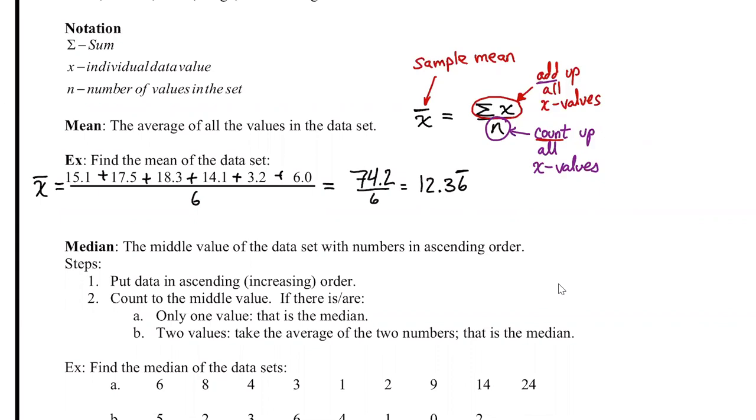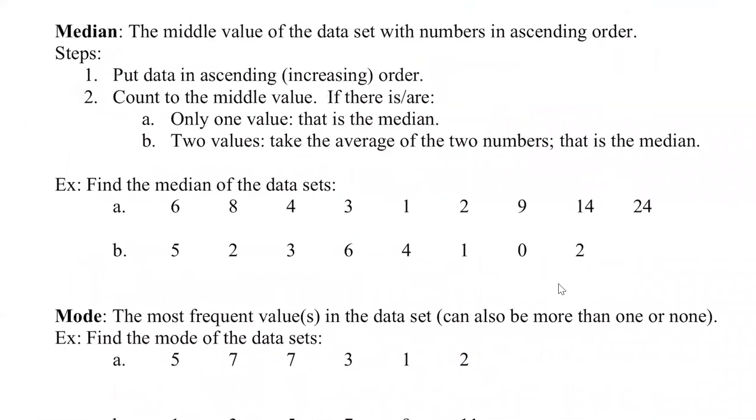For the median, I put the most popular process here, but there are other ways to do it. The most popular way is you put all the values in increasing order and then count to the middle. If there are two values in the middle, then you find their average. So in the case of A, where the smallest value is 1, then we have 2, 3, 4, looks like 6, 8, 9, 14, and 24.